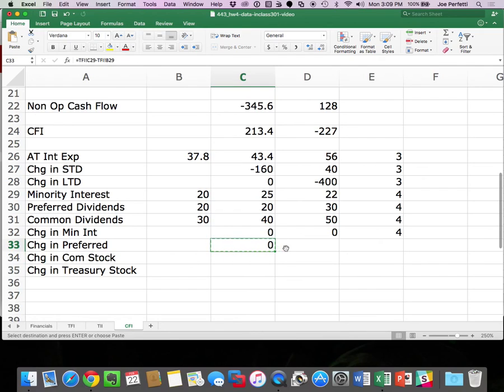What happens when the preferred increases? Well, if the preferred increases, then it needs to be a negative number. So in that case, just like debt increasing is a negative number, preferred increasing is a negative number, minority increasing is a negative number. So I have to flip the sign for the preferred.